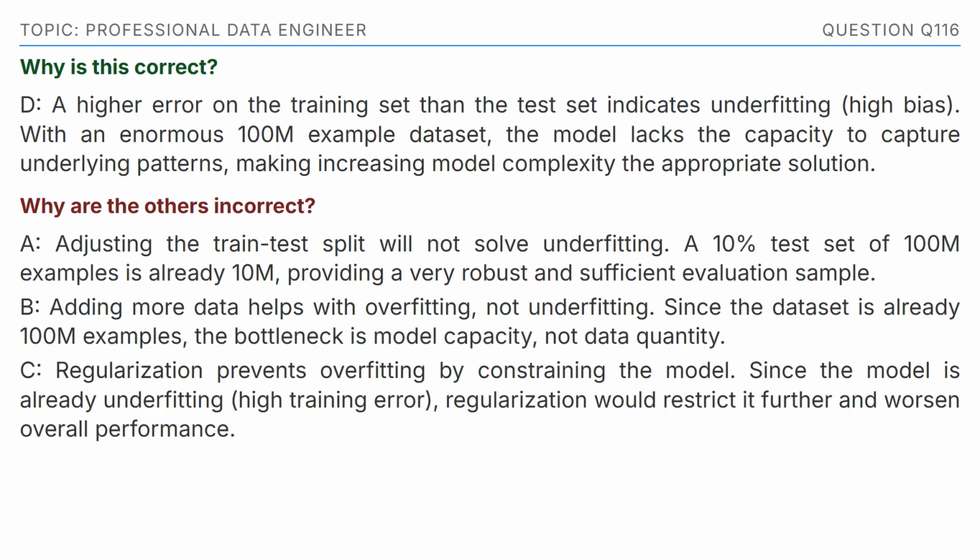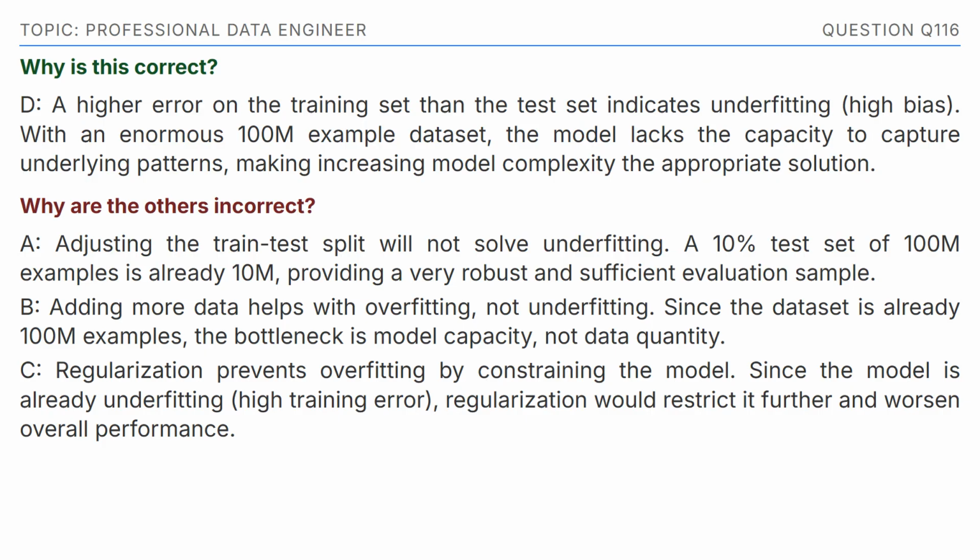With an enormous 100M example dataset, the model lacks the capacity to capture underlying patterns, making increasing model complexity the appropriate solution. Why are the others incorrect? A. Adjusting the train test split will not solve underfitting. A 10% test set of 100M examples is already 10M, providing a very robust and sufficient evaluation sample.